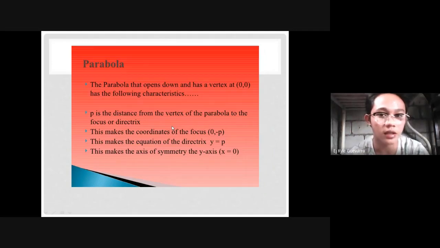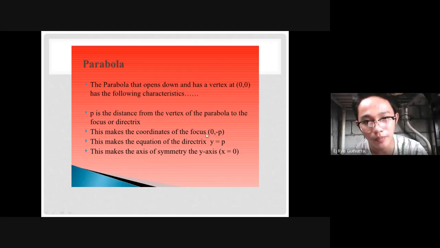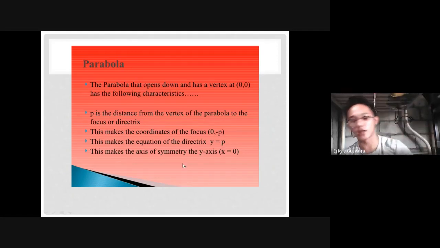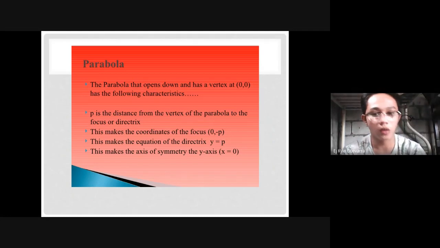Ang kanyang characteristic kapag downward ang parabola is the coordinates of focus is 0 and negative p. The directrix is y is equal to p. And the axis of symmetry is the y-axis. Okay. So, yun yung mga graph na given kapag ang ating vertex is located sa origin.